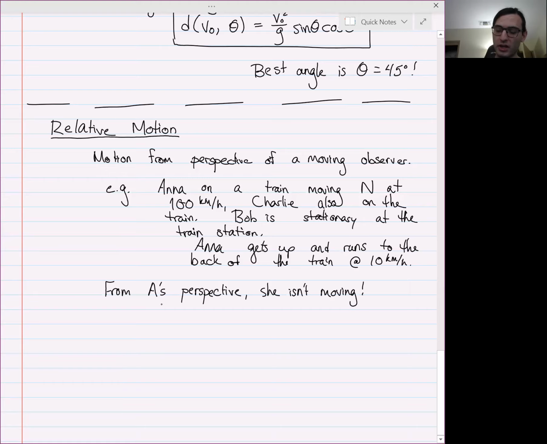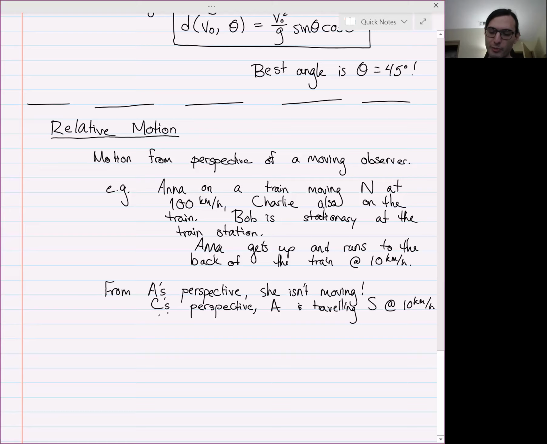From Charlie's perspective, Anna is traveling south at 10 miles per hour, or 10 kilometers per hour. The assumption here, by the way, is that the front of the train is the direction that it's traveling, north. So if she runs to the back of the train, then that would be south.